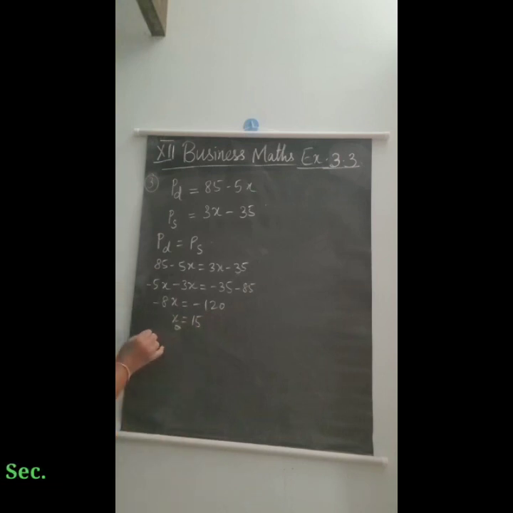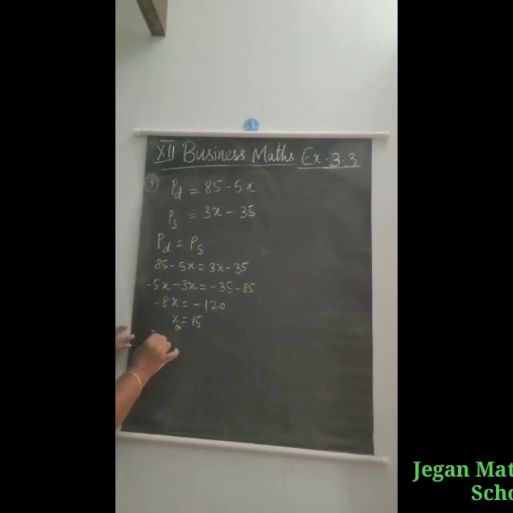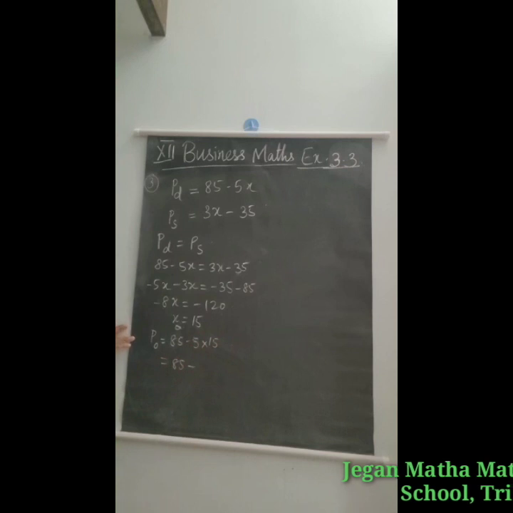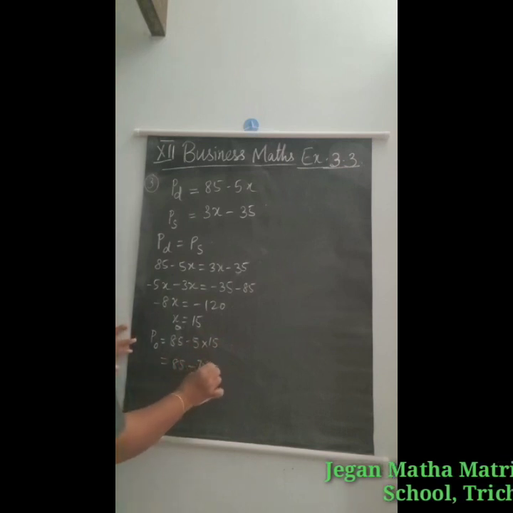So what is P naught? If we find it out, what do we have to find out? Only consumer surplus. So we have to take the demand function only. So P naught is equal to 85 minus 5 into 15. That is equal to 85 minus 15 into 5, that is 75. So that is equal to 10.